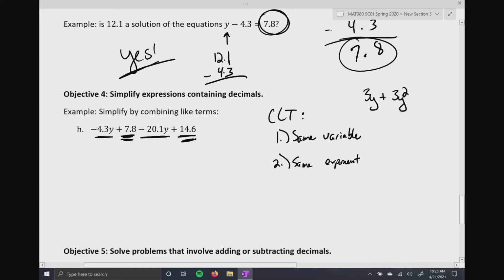So now, when we look at our problem, we have negative 4.3y plus 7.8 minus 20.1y plus 14.6. So the y's both are raised to the first power, so that's good. Okay? So for us, we can combine them. The 7.8 and the 14.6, they're just constant terms. We can combine them. So go ahead and combine them for me, please.